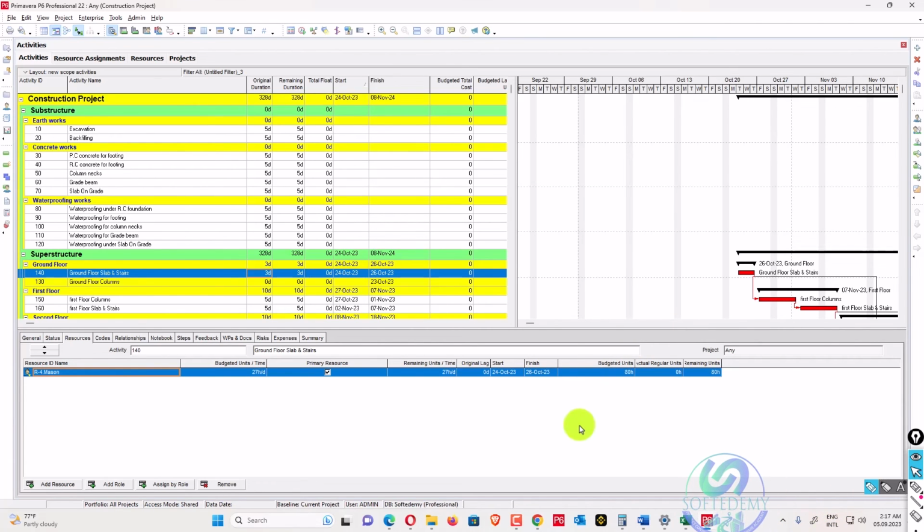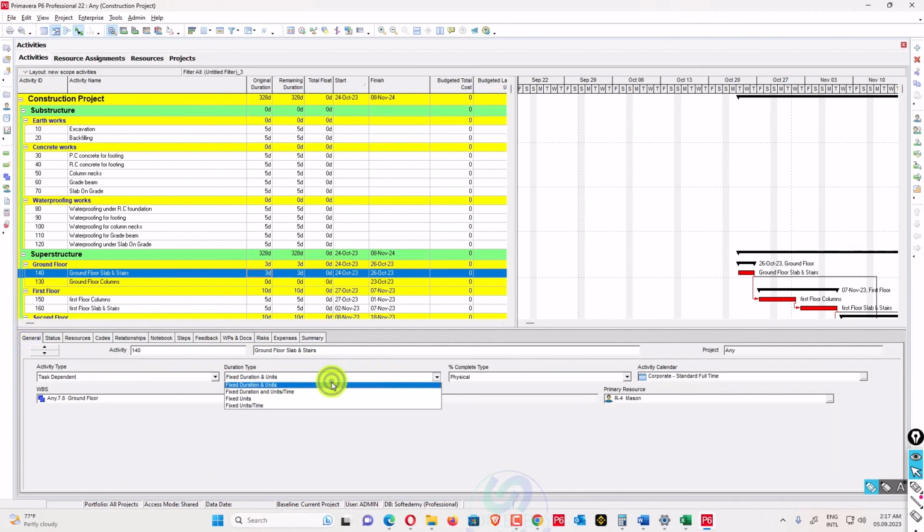But in some cases maybe the work is maintenance work, and the client is requesting that I need 1 person and 2 people for daily cleaning. In that case you can go here in the General tab, and change the duration type to fixed duration and units per time. In that case you do not need the productivity rates.